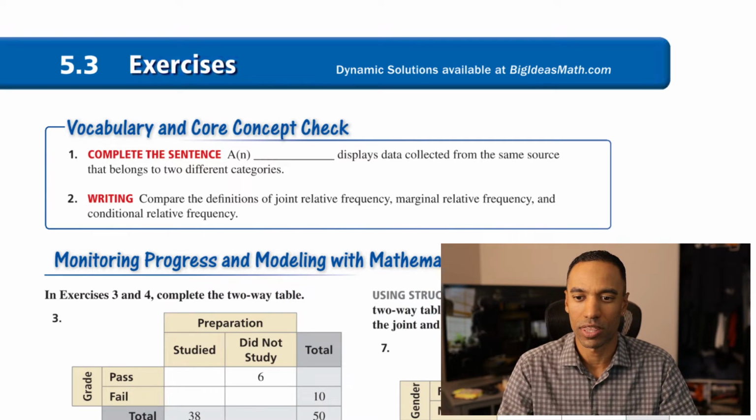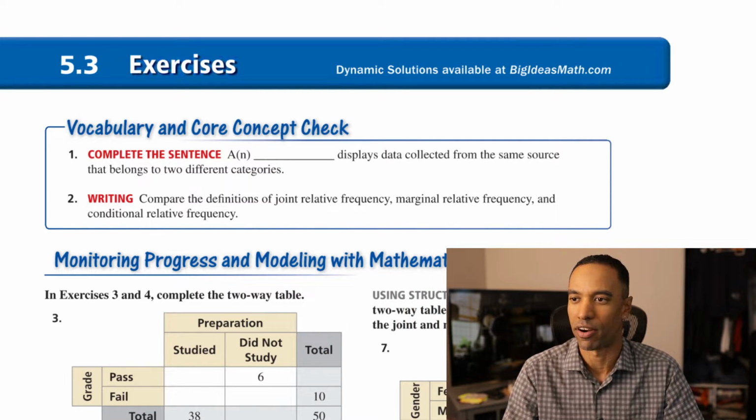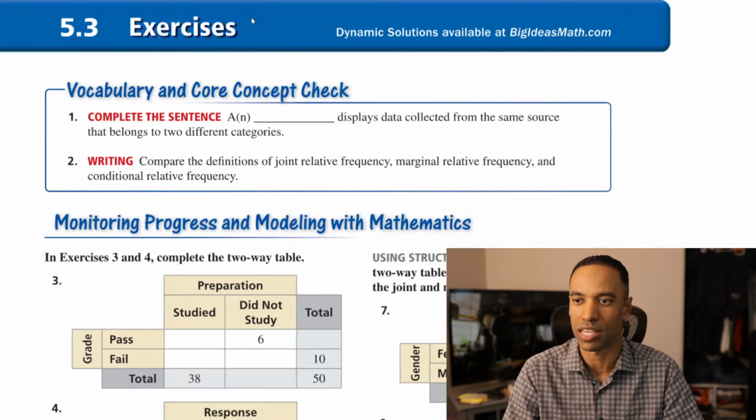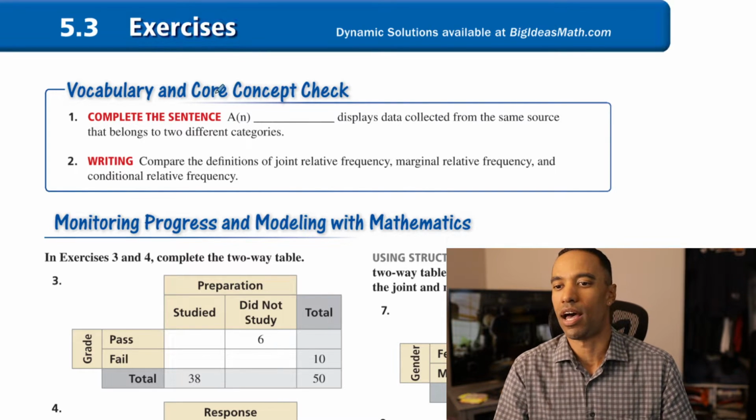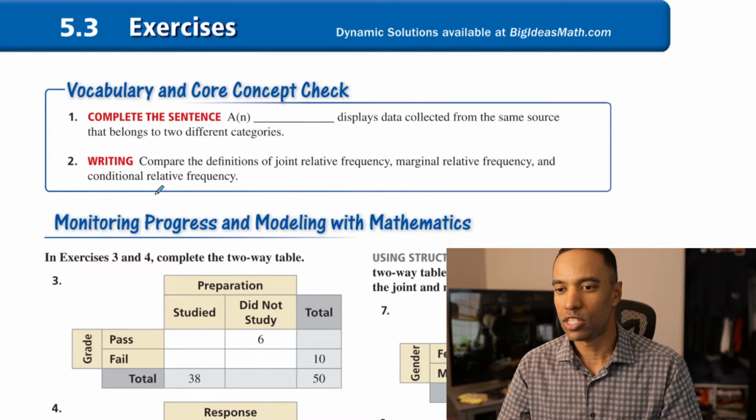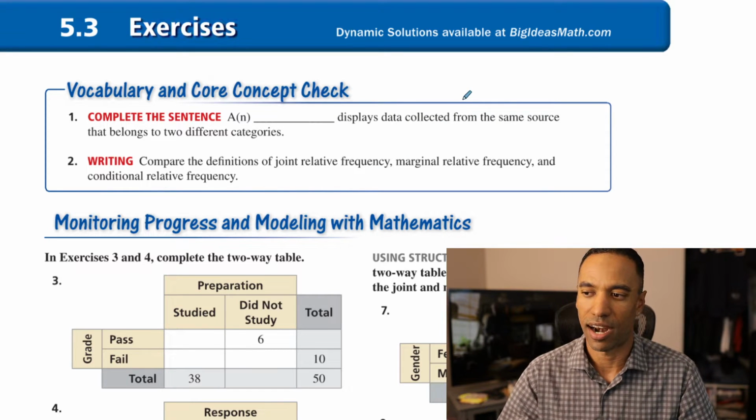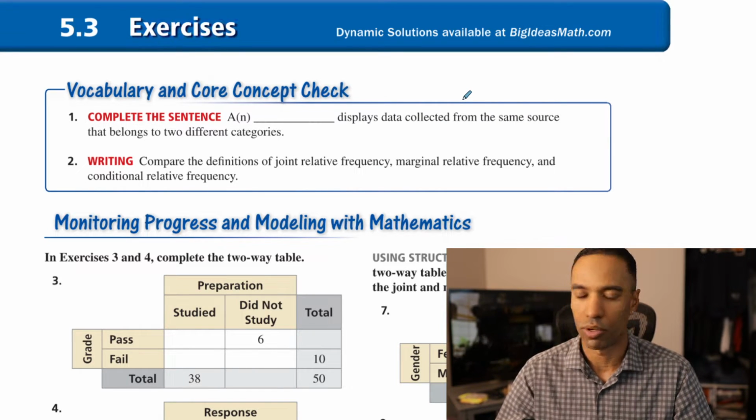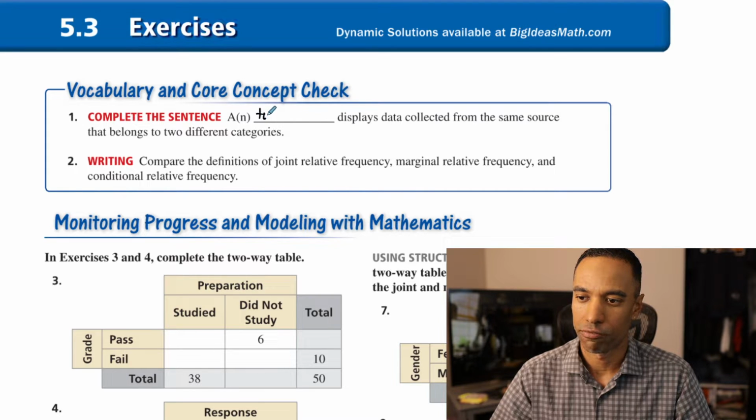Okay, guys, we are done with the notes portion. It was shorter, not by very much, but let's go ahead and dive into these, see what's going on. The vocabulary and core concept check. Let's complete the sentence. A blank displays data collected from the same source that belongs to two different categories. How soon we forget, it is known as a two-way table.